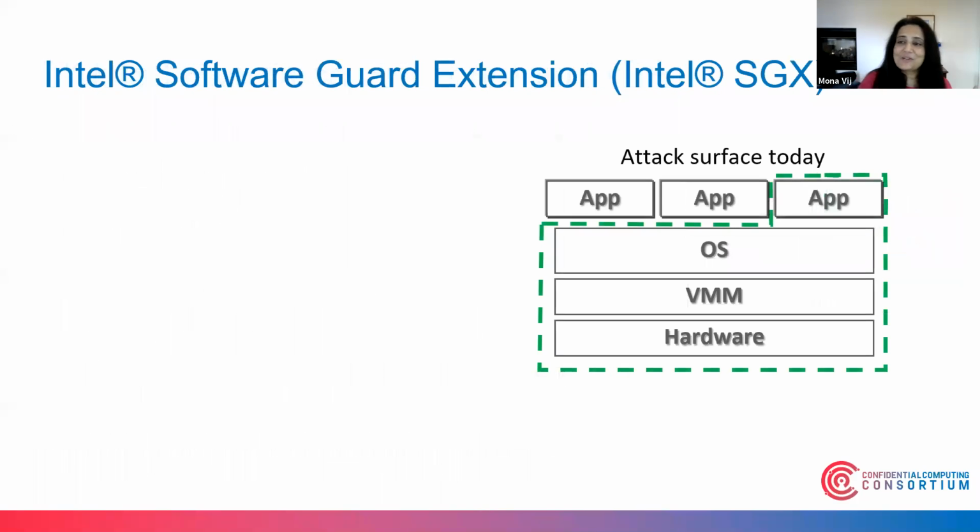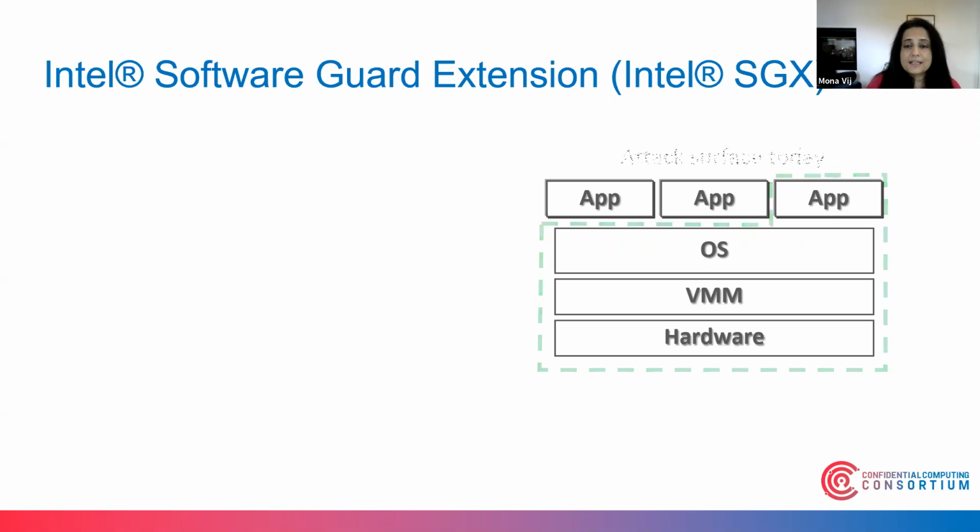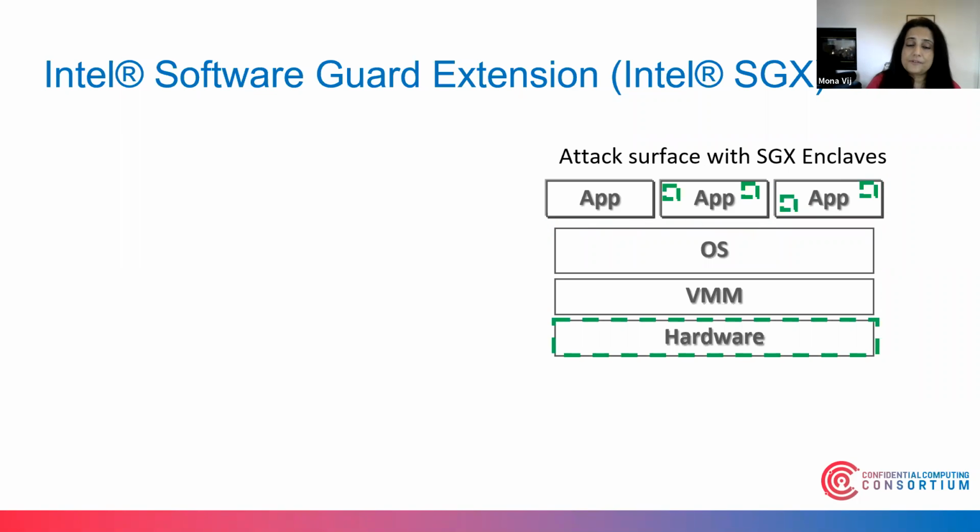Before we look at what SGX is, let's look at what the attack surface of an application is. In a typical application, the attack surface includes your application as well as the whole system software: operating system, VMM. With Intel SGX, this attack surface is changed, and it is reduced just to this little area in the application called the enclave, and the hardware.